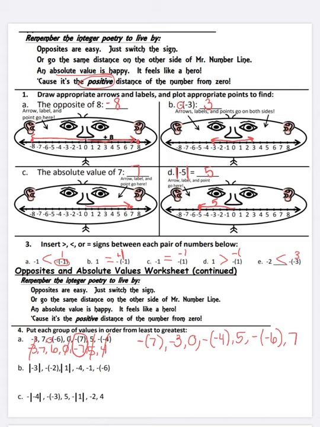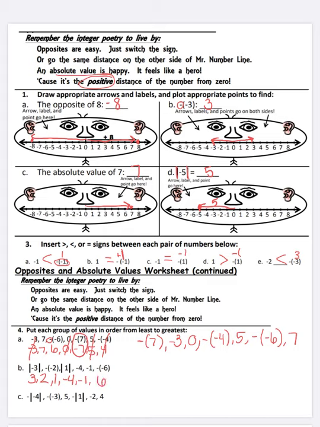Let's try B. In B, we're finding the absolute value and the opposites of some numbers. So I'm going to find all their values first. The absolute value of -3 is 3. The opposite of -2 is +2. The absolute value of 1 is 1. -4 stays the same. -1 stays the same. And the opposite of -6 is 6.